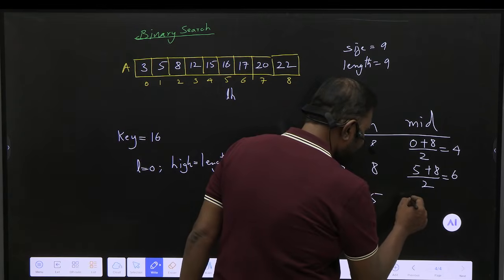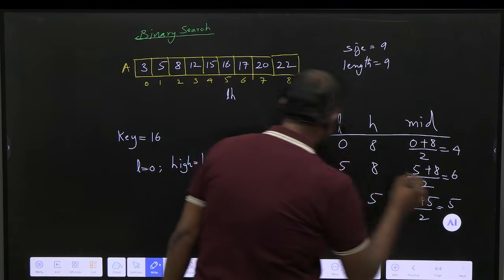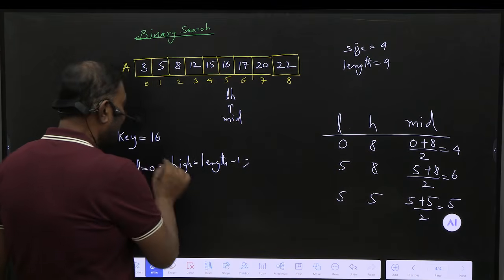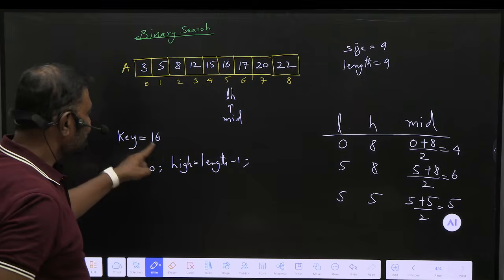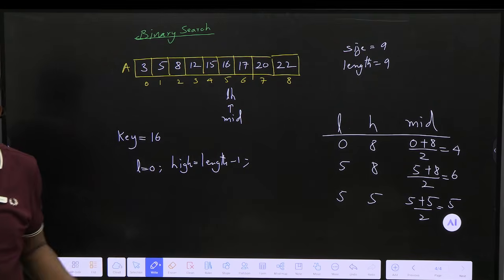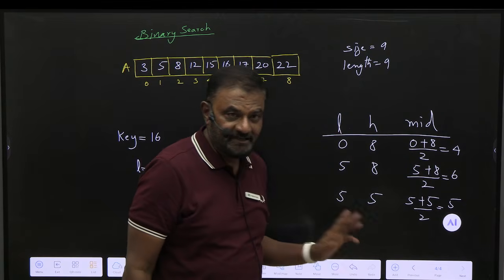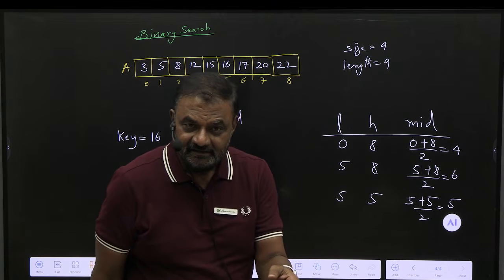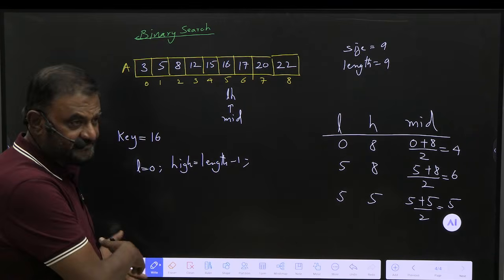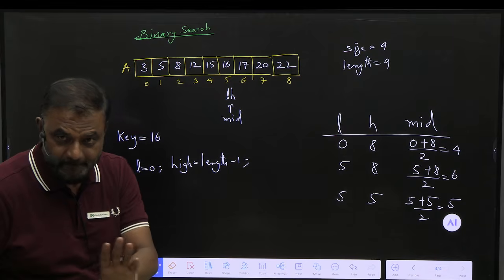So 5 plus 5 by 2 is what? 5 only. So mid is also at the same place. Now if you check at A of mid, yes, this is the key element that we are searching for. Yes, it is found. So total how many comparisons did I need to get this element? 1, 2, 3 comparisons. So if the key element is smaller, I check on the left side. If it is larger, I keep checking on the right hand side.